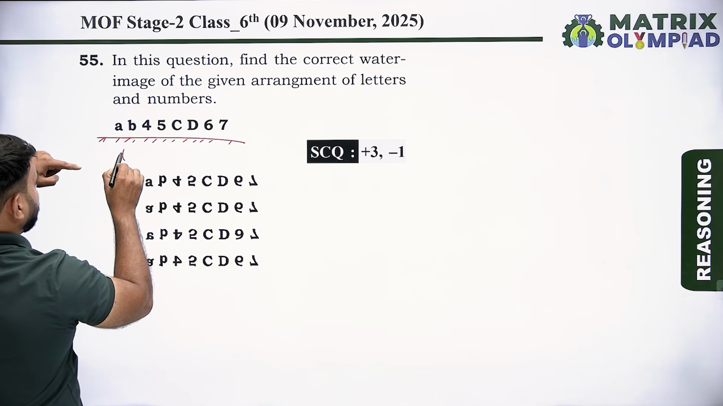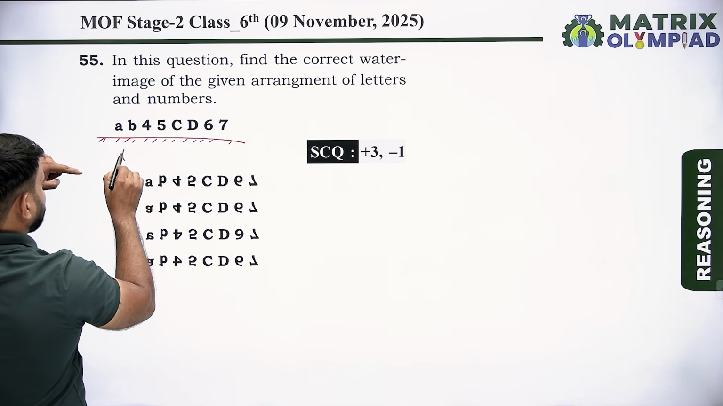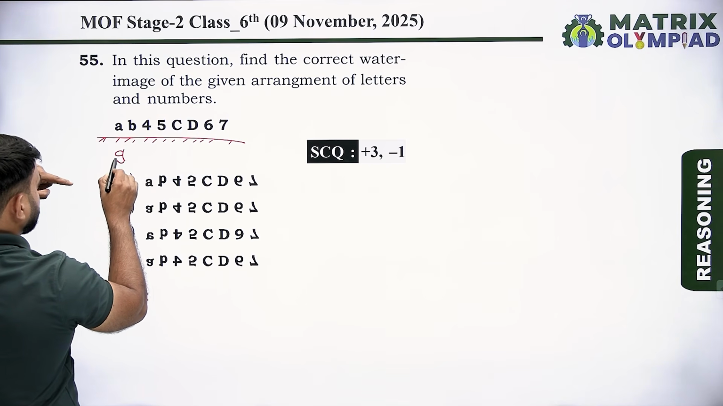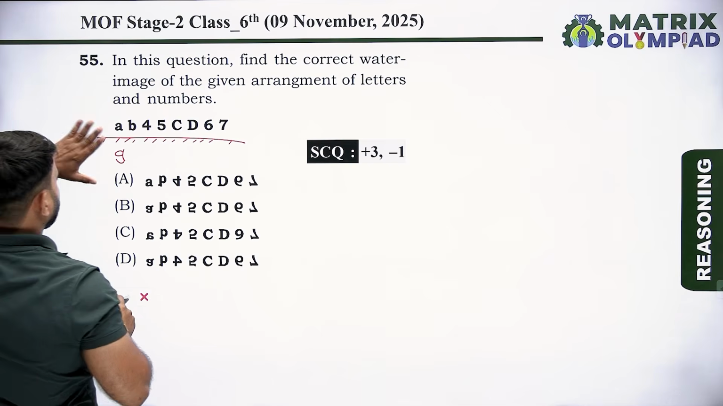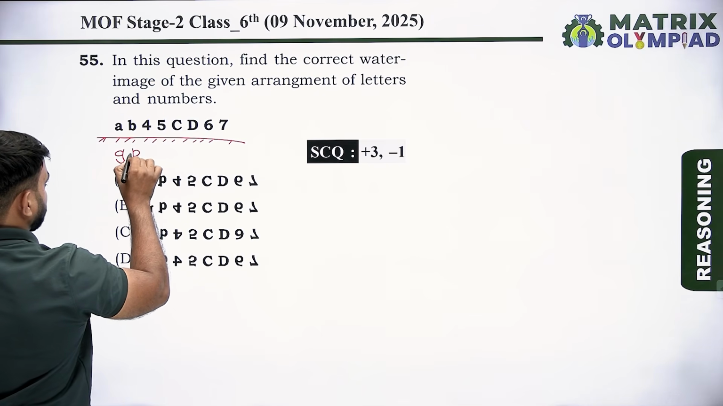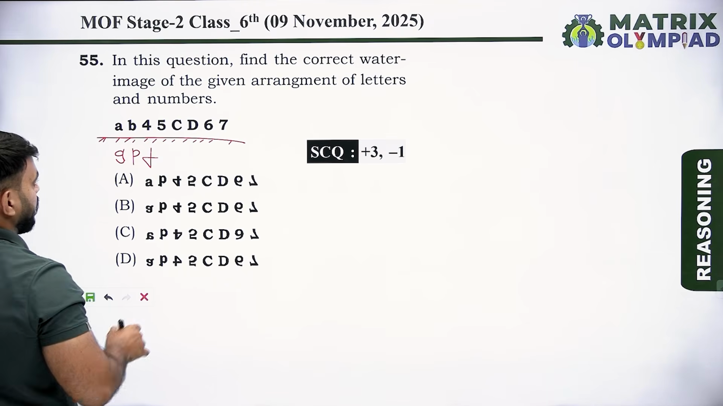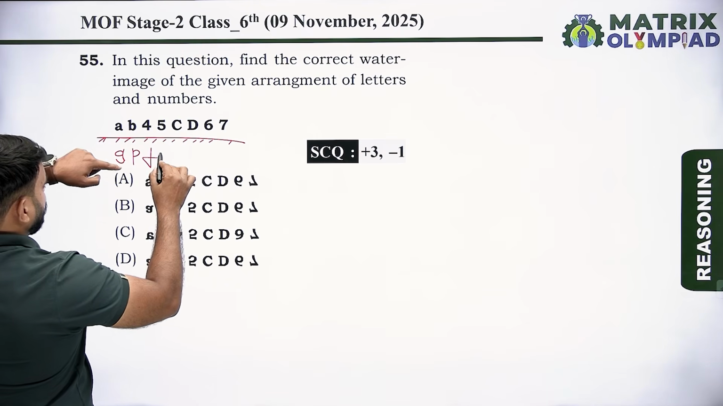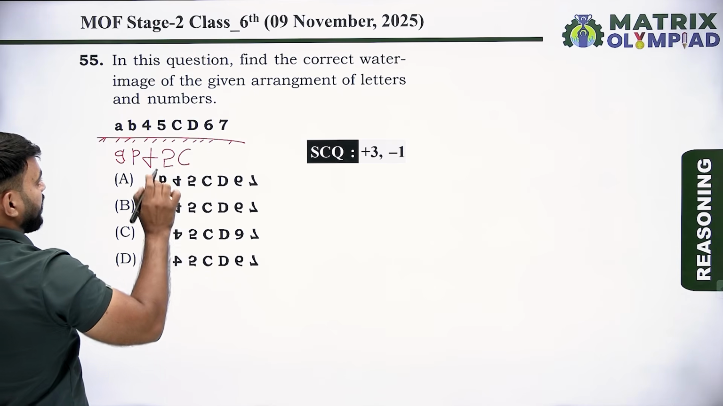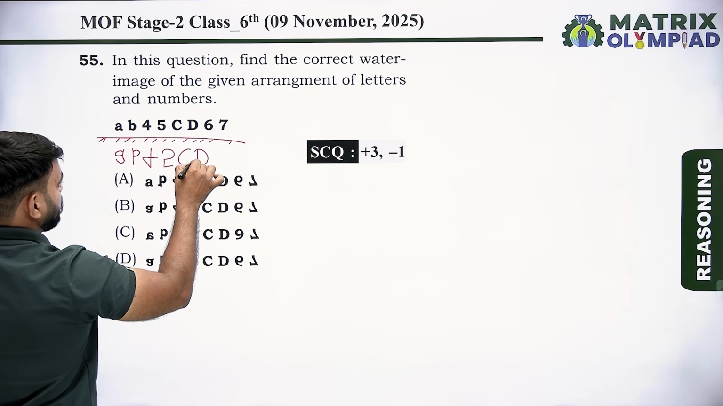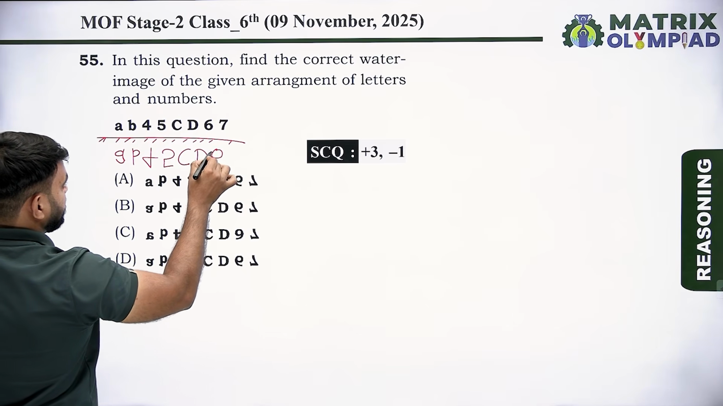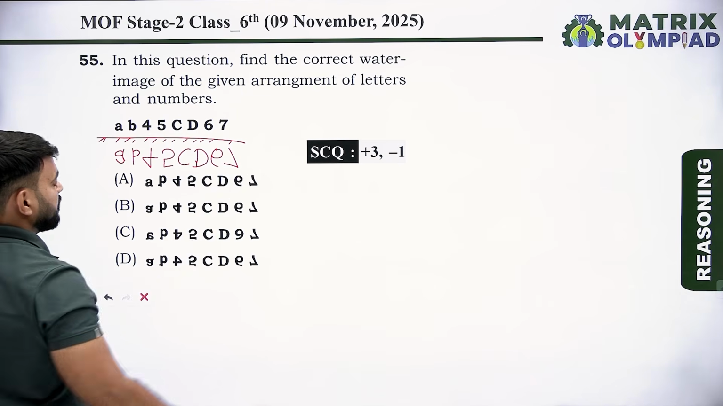So water image of A will look something like this. So this is the water image of A. Now water image of B. So water image of B will look something like this. Now water image of 4 will look something like this. Now water image of 5 will look something like this. Water image of C look like this. Now water image of D looks something like this. And water image of 6, this is the water image of 6. Now water image of 7 looks something like this.